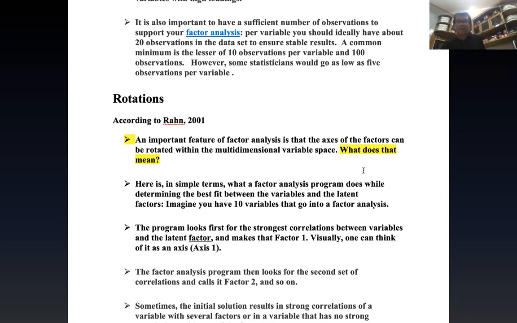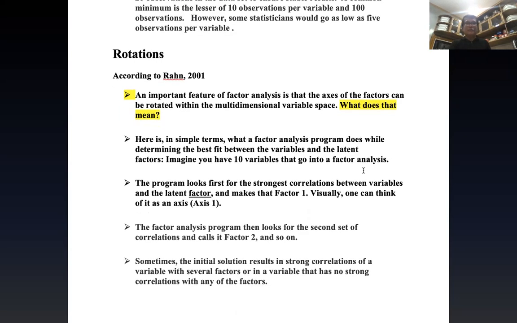Imagine you have 10 variables that go into a factor analysis. The program looks first for the strongest correlation between variables and the latent factor and makes that factor 1.